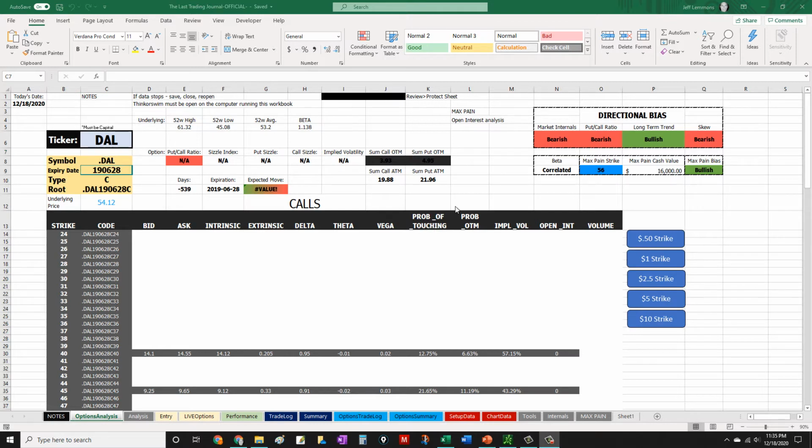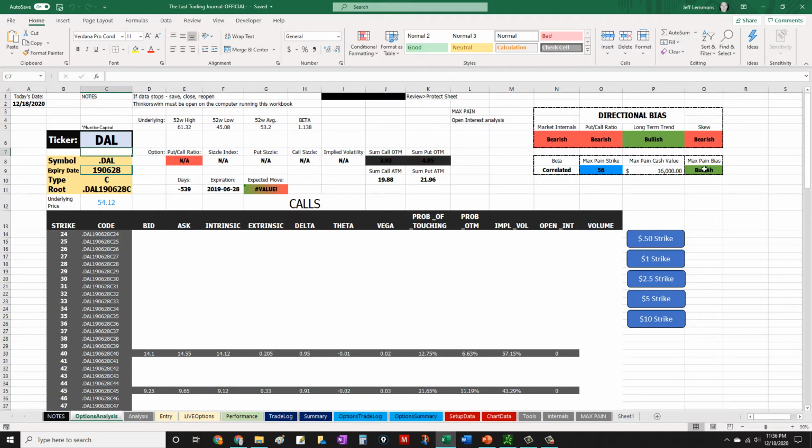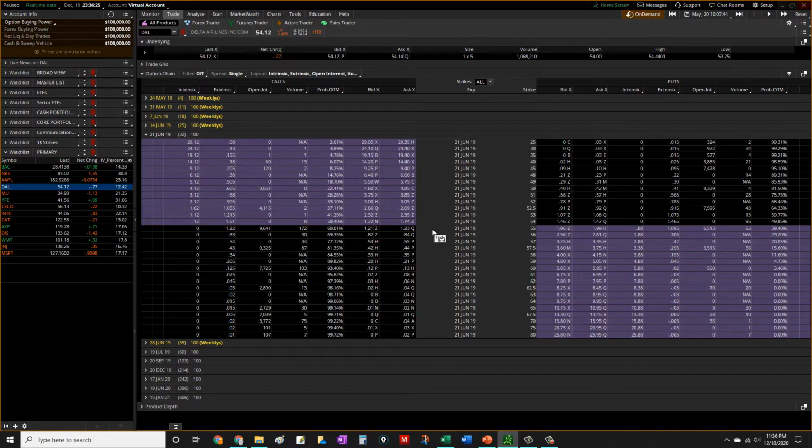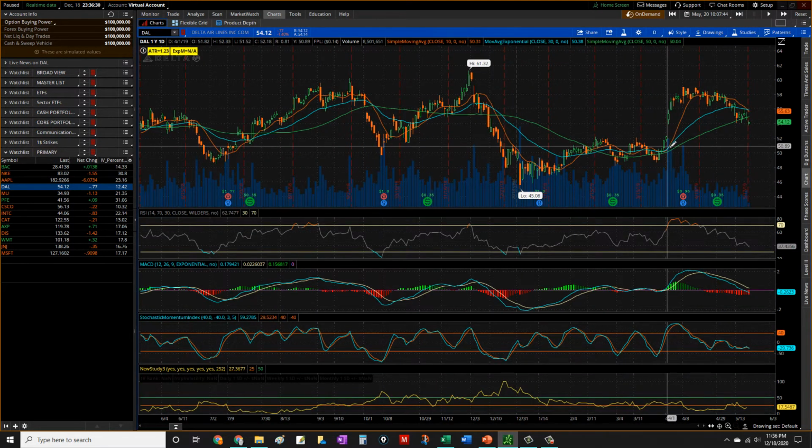Okay, so now that we've got Delta and everything pulled up, we can see that the max pain strike point is $56. So if we look at Thinkorswim, we can see price right now is at 54, and that would mean that we are of course bullish on the position. We're thinking that Delta will go higher, at least according to the theory of max pain. But just to kind of facilitate our decision-making process, we're going to take a look at the chart.